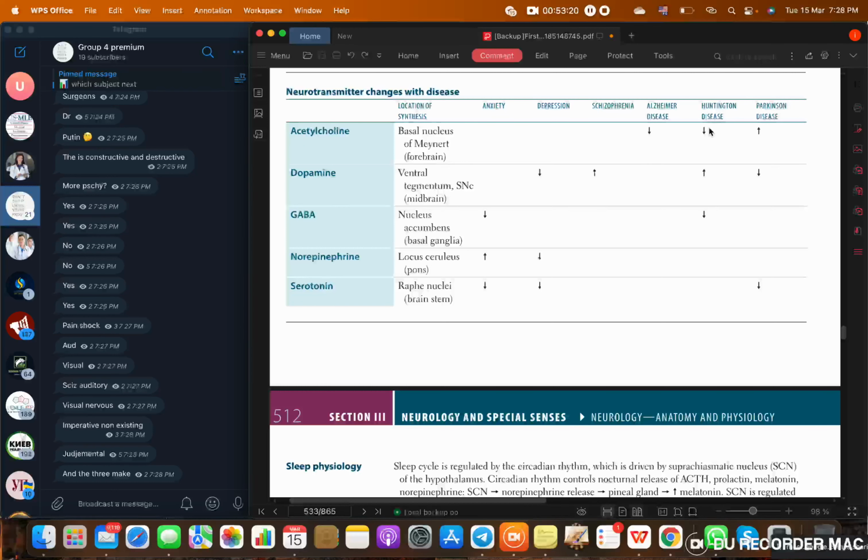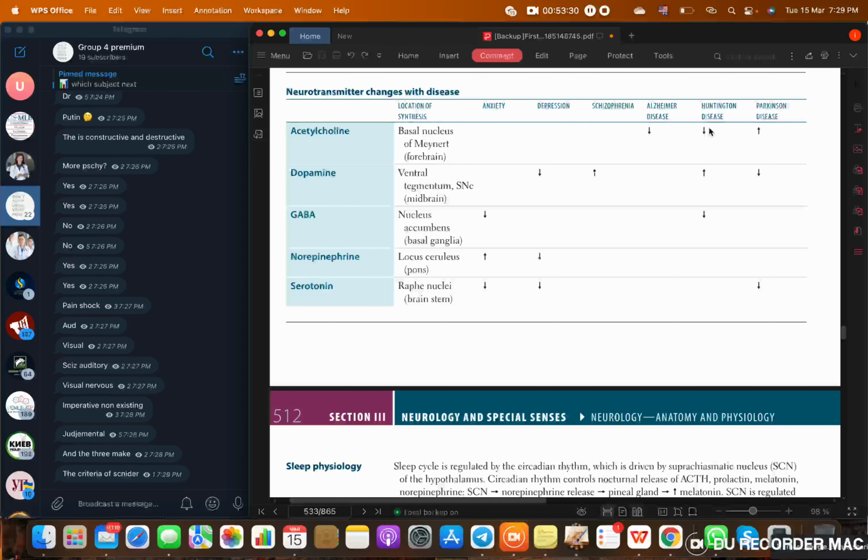In Huntington disease, the dopamine will be increased, and in Parkinson's, it's going to be decreased. That might explain why a Huntington disease patient also has hallucinations, and also they are violent. They are really, really violent.